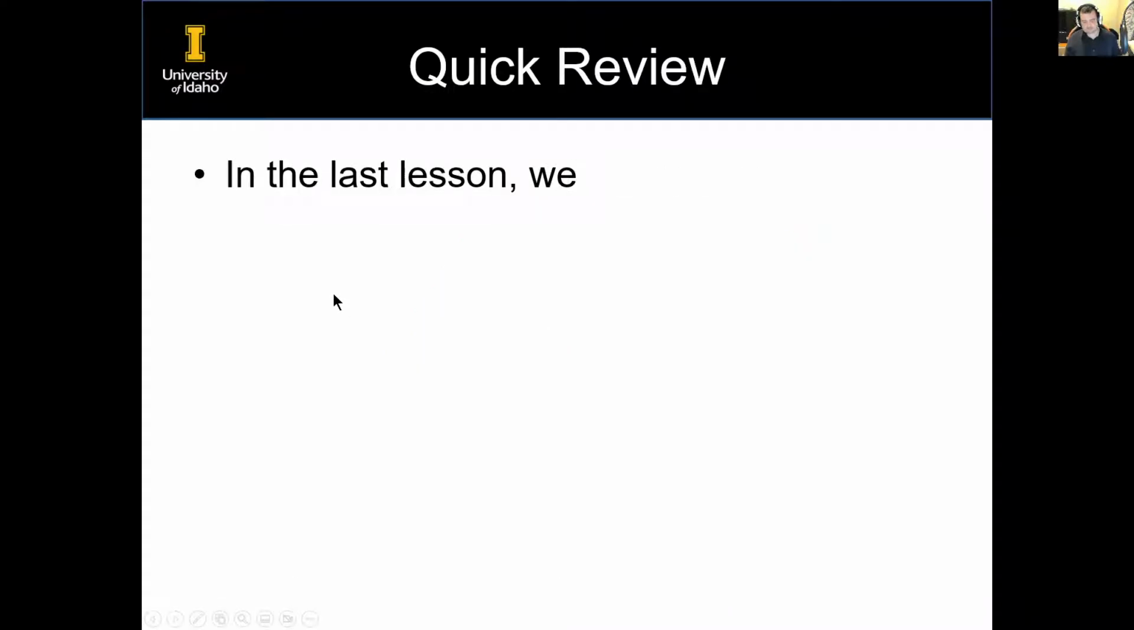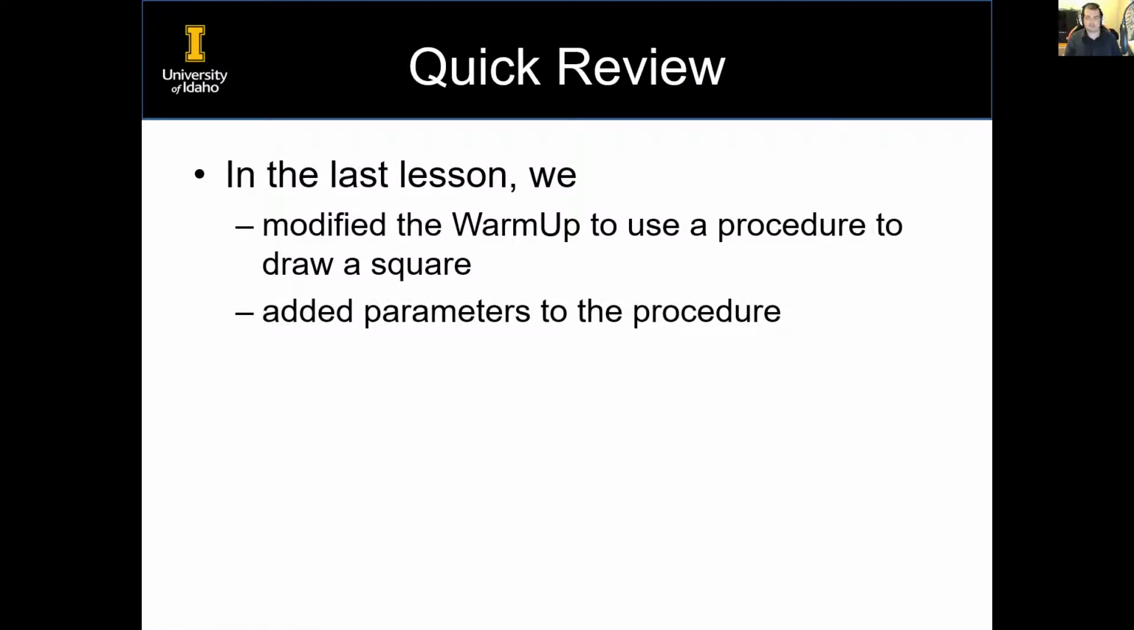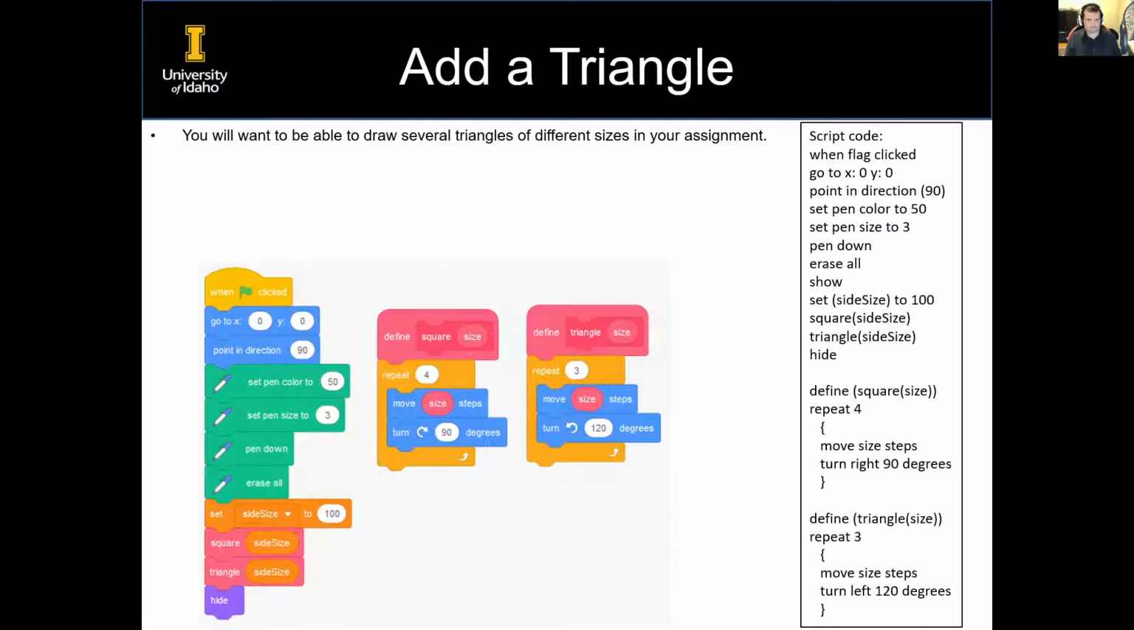In the last lesson, we modified our warm-up to use a procedure to draw a square, and we added parameters to the procedure. Now we're going to add more procedures to draw triangles and rectangles. If you did this as part of your assignment last time, good for you. Awesome. We're going to continue along with it, so feel free to follow along and see if you did it the same way, or see if you took another approach to this.